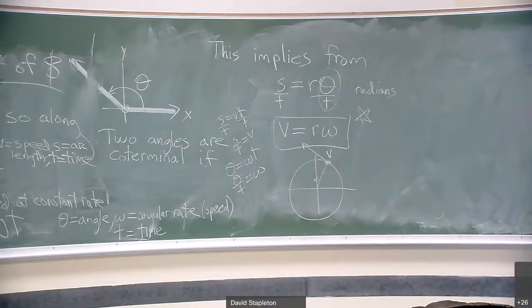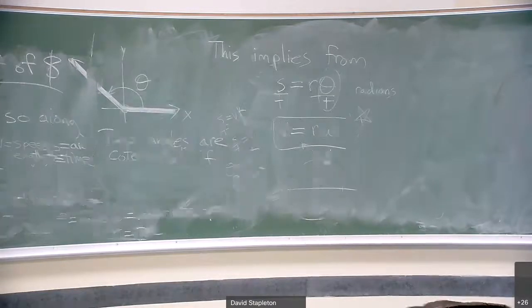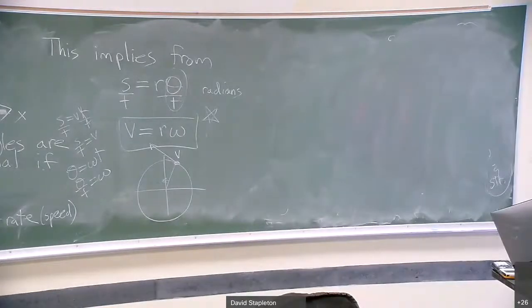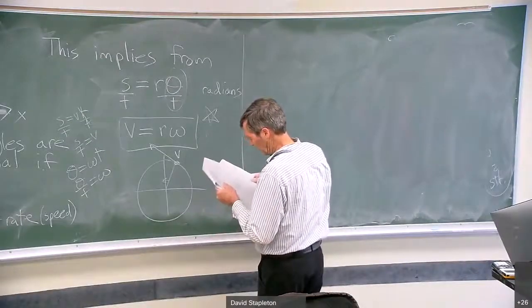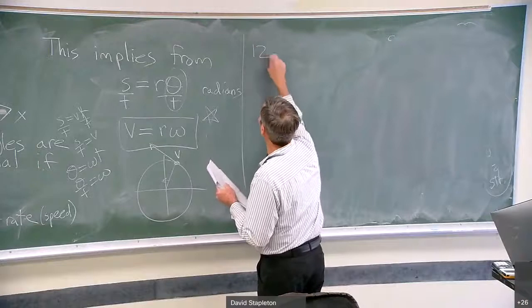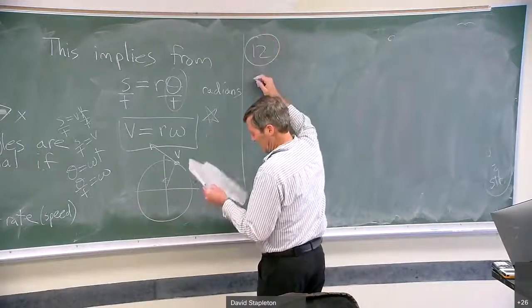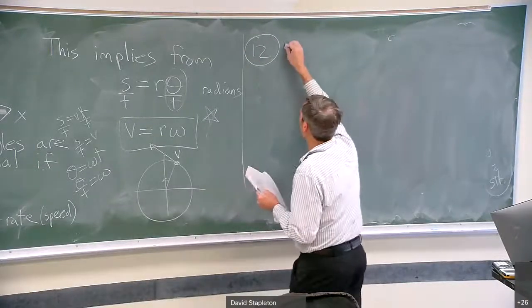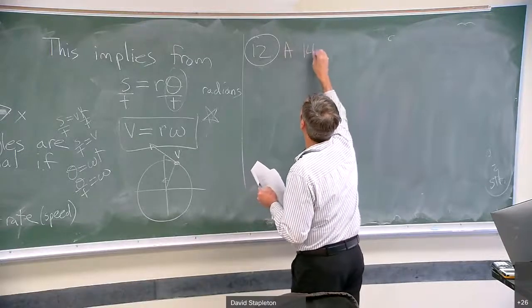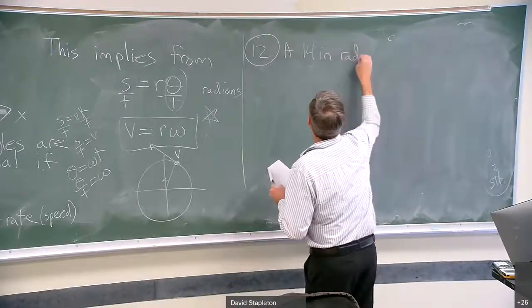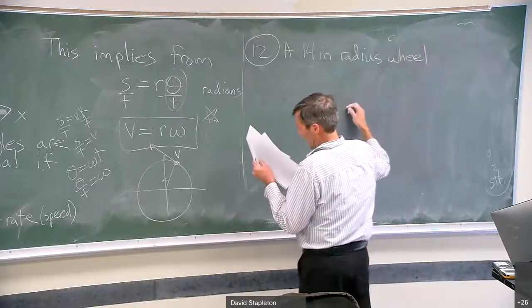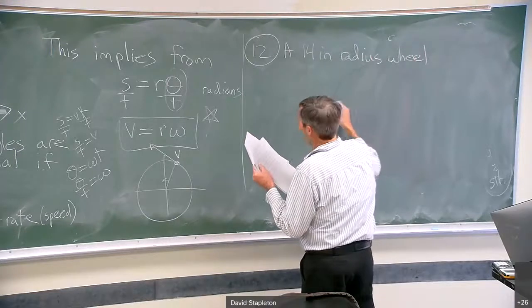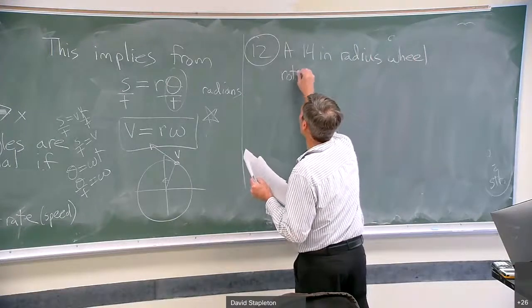Now we can do a few problems here. So suppose we look at this first one here on the homework, 12. A wheel of radius 14 inches rotates at 0.5 radians per second.